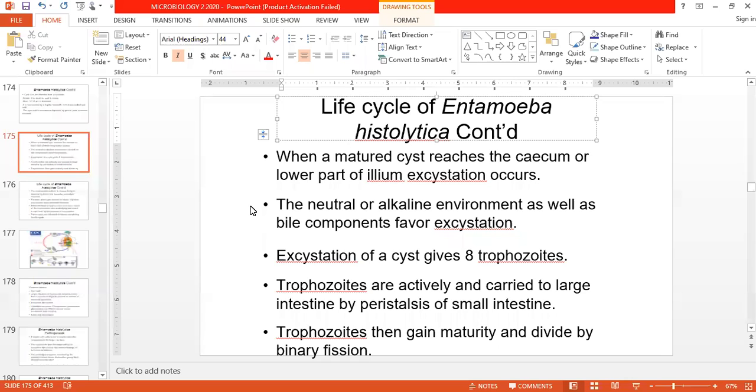Okay, can you all see the slide? Yes, madam. All right, so let's see.